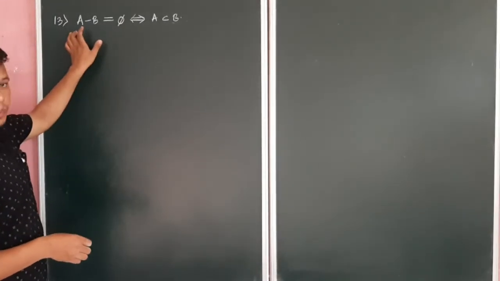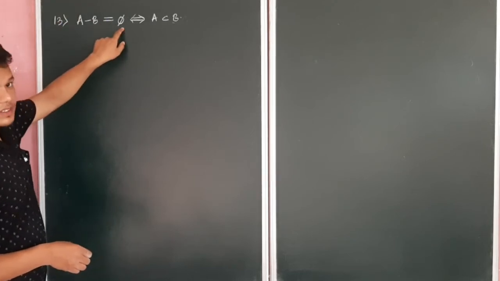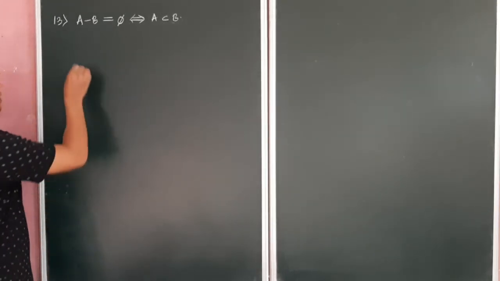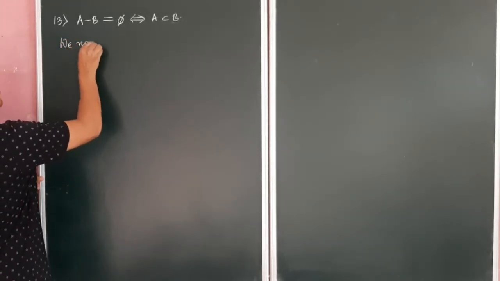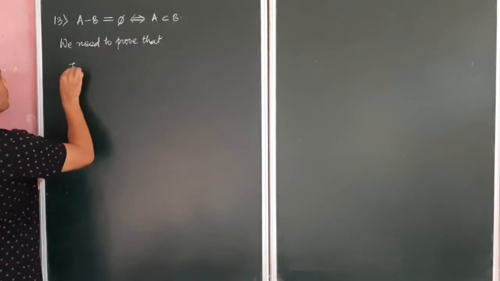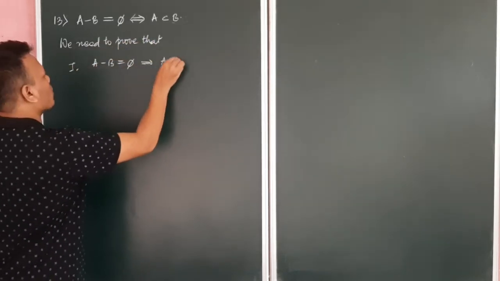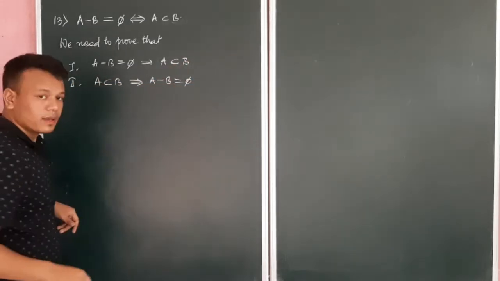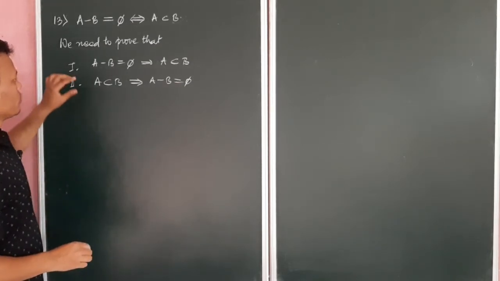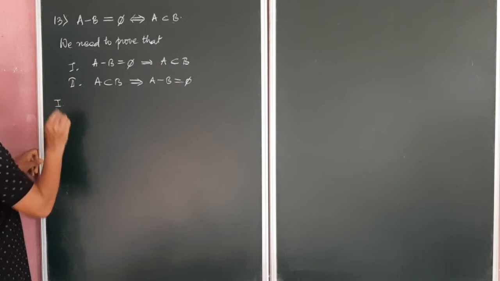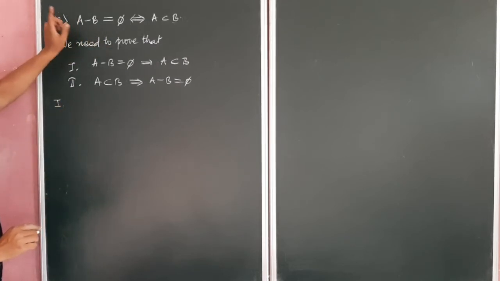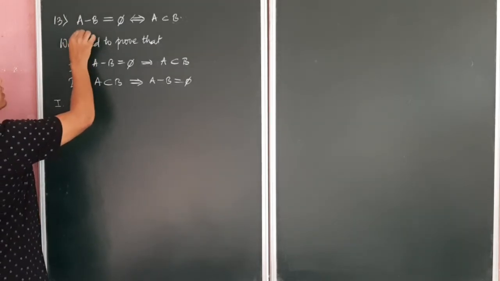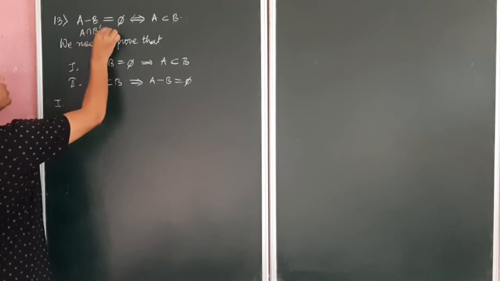Okay, so the 13th property says that A minus B equals phi, that is empty set, implies and is implied by A is a subset of B. Again, there are two parts to be proved here. So let us begin with the first part. Okay, so it is given that A minus B, because we know that A minus B can be written as A intersection B dash, equals phi.